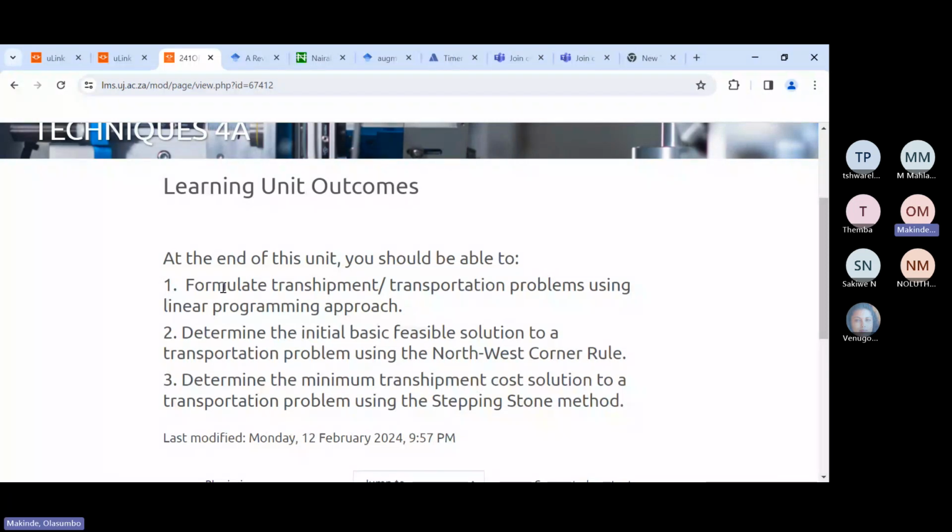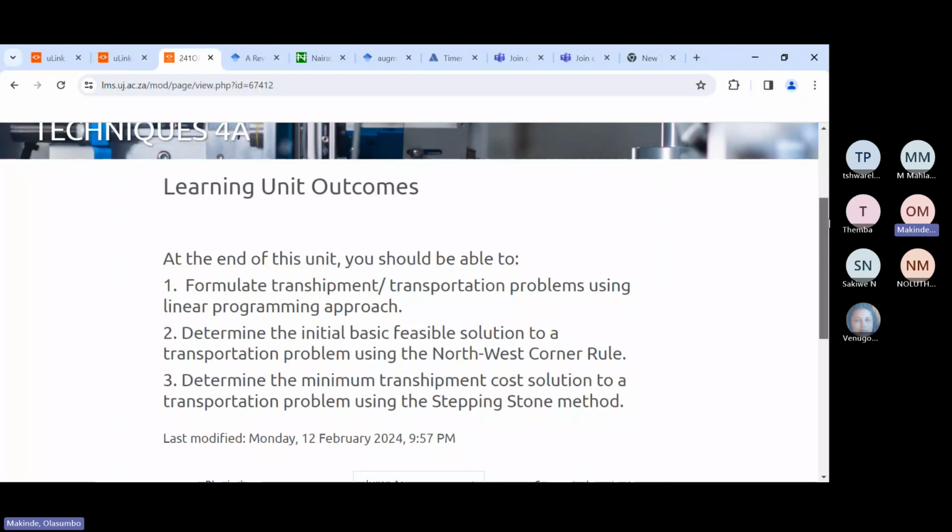So if it makes sense, type Y on the chat window so far, if you're still following, then we'll start. Please type Y on the chat. Good. Thank you. So now I think we are good. So I think that is your learning outcome.